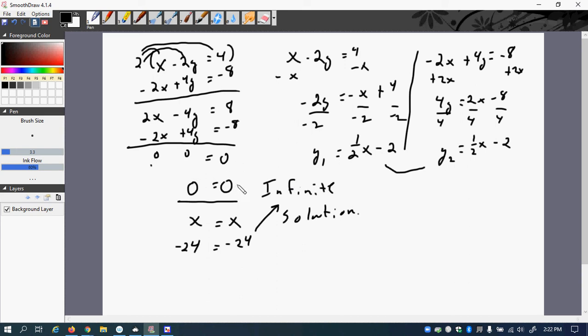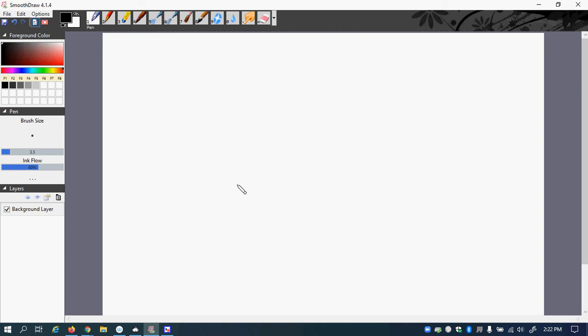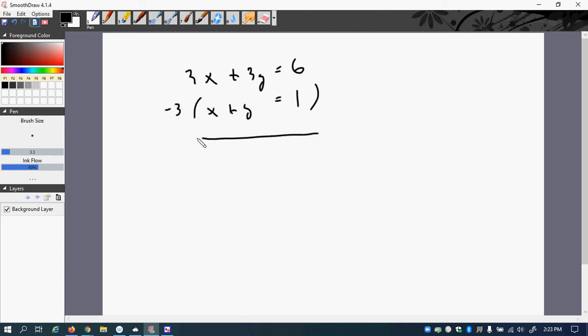So now let's go ahead and do it with another problem. Let's say we have 3x plus 3y equal to 6. And then we have x plus y, and that's equal to 1. Okay? So again, I want to do the elimination method. I'm going to multiply the bottom one by negative 3 so that my x variables drop out. So my first equation is still 3x plus 3y equal to 6. And then I get negative 3x minus 3y equal to negative 3.